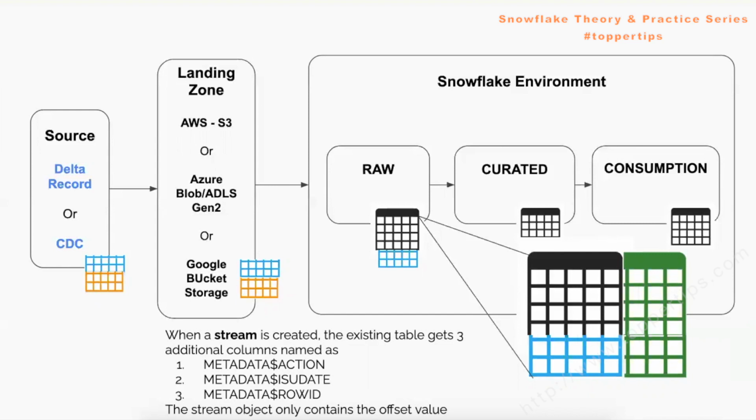Now you may ask, if everything is being stored in the existing table, then what does the stream object contain? The stream object contains only the offset. The stream will only hold the offset, meaning from here the changes are there in the table.